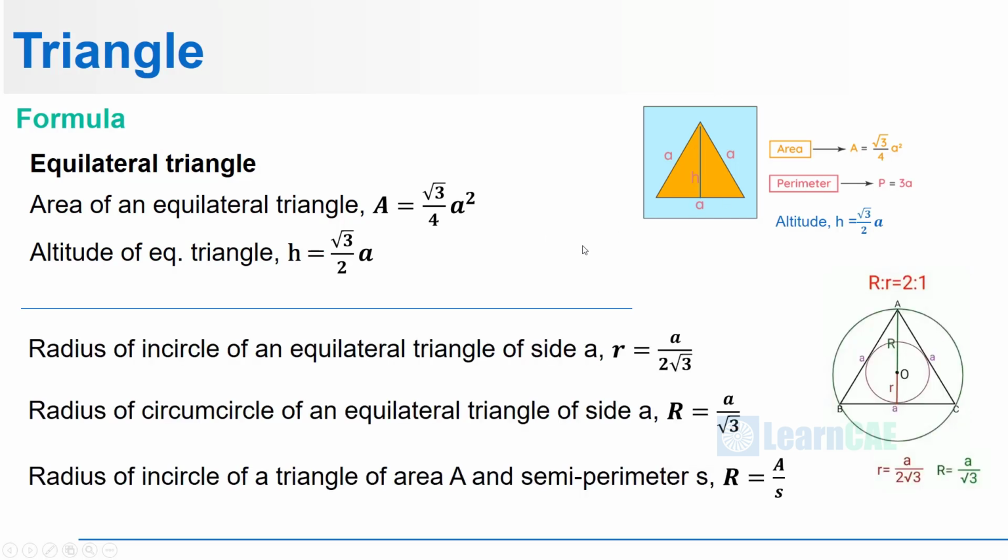Next is radius of incircle and circumcircle for equilateral triangles. So we can see here the incircle is present inside this triangle and the radius r is given as a by root 3. And the radius of circumcircle of an equilateral triangle is r is equal to a by 3. We can see here the ratio is divided into 2:1. That is r will be 2x and then smaller will be 1x. So if you know the radius of incircle, we can easily calculate the radius of circumcircle. And the last one, the radius of incircle of a triangle of area A and semi-perimeter S is equal to A by S. This is for an equilateral triangle.